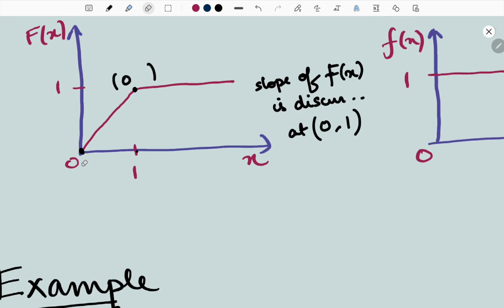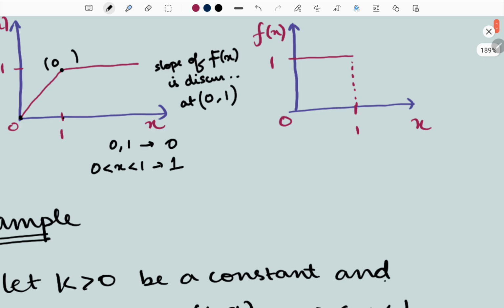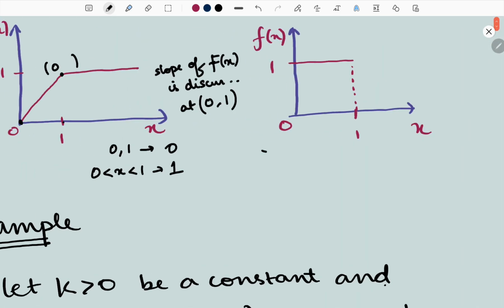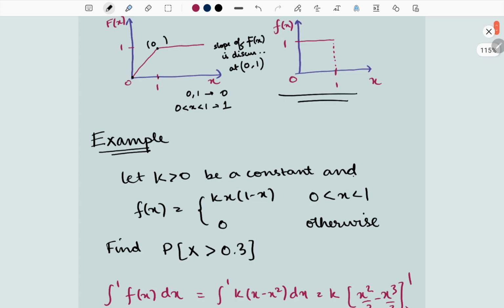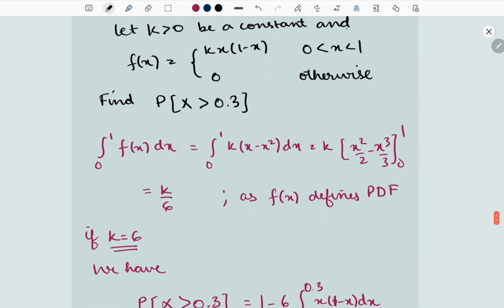Man, I'm confusing myself. All in all, the slope of f(x) is discontinuous at x equals 0 and x equals 1, because at x equals 0 and 1 we get 0, and for other points with x belonging to 0 to 1 we get the value 1. So here's the graph. You can understand it yourself. It is pretty simple.